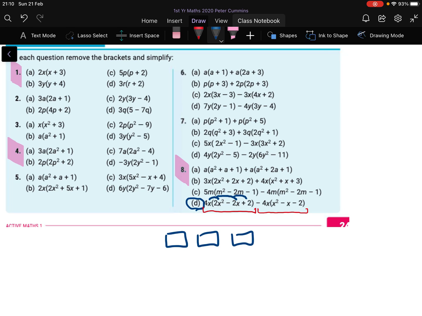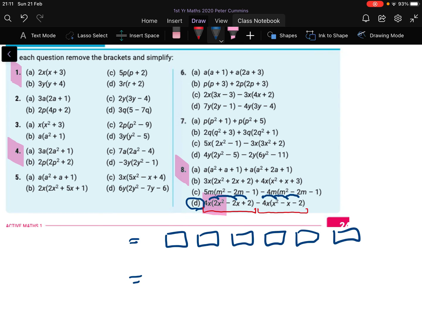And then I'm going to multiply the minus 4x by the x squared, by the minus x, and by the minus 2. And that's going to give me another 3 answers. And I assume then, I don't know yet, that I'm going to have to simplify after that. So that's going to be our first line, and I would say there'll be a second line as well. So let's start. Let's multiply my 4x by my 2x squared. Start with that.